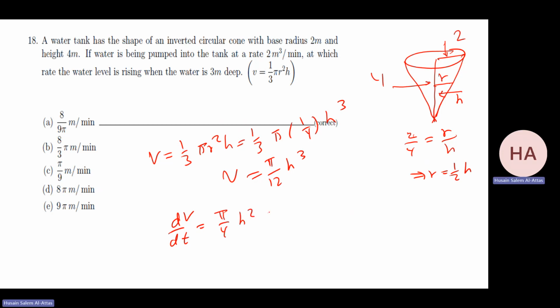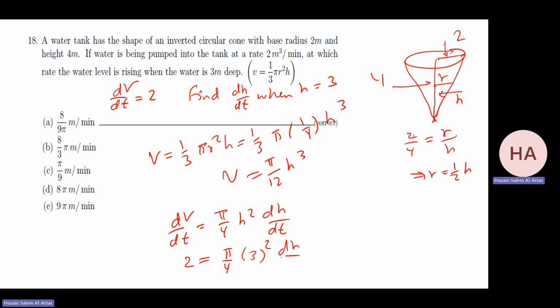Pi over 4 H squared dH by dt. dV by dt is 2, so 2 equals pi over 4. Where is H? Let me write it. dV by dt equals, find dH by dt when H equals 3. That will be 3 squared dH by dt. So dH by dt will be 8 over 9, which is this one. Okay, we're almost there.